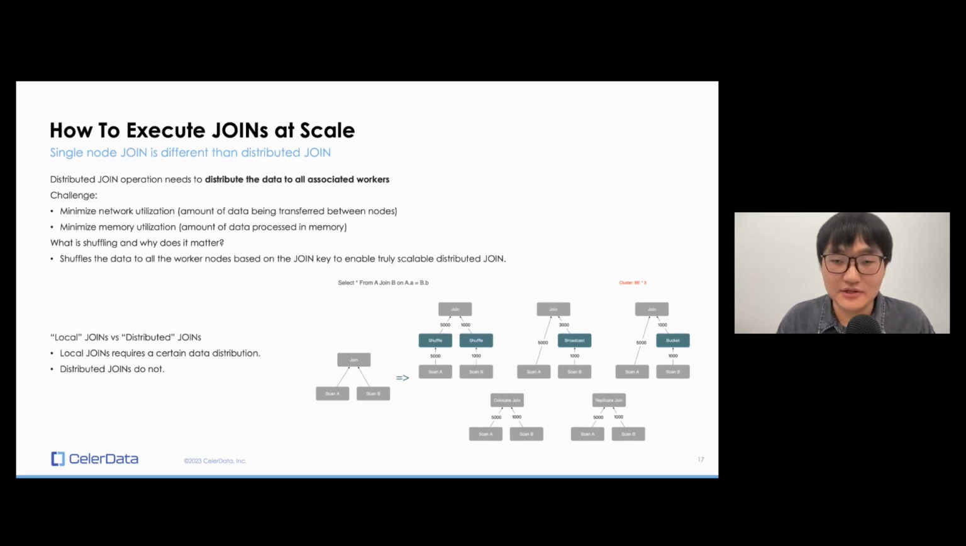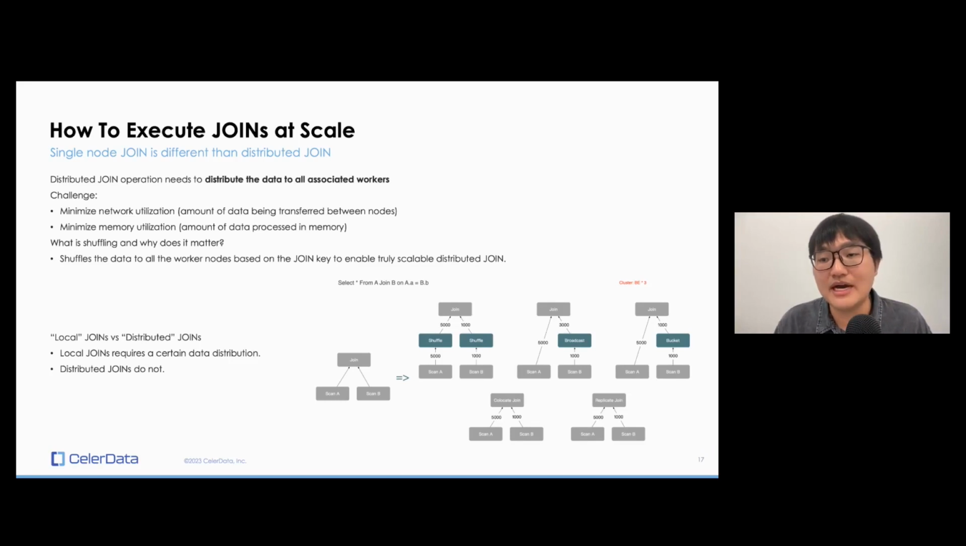And what is data shuffling and why is it important? Data shuffling is a way to shuffle all of the data to your worker nodes based on the join key, right? And this is one way to enable truly scalable distributed joins. And I'm gonna have 5 examples to talk about this in more depth, right?